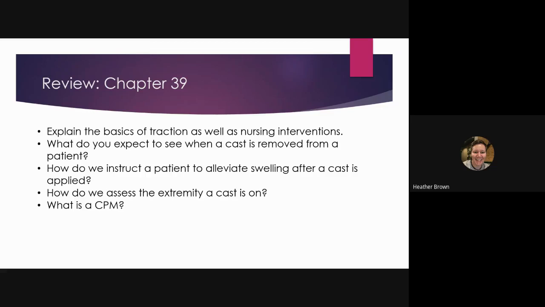All right, what do you expect to see when a cast is removed? What's that leg or arm going to look like when you take that cast off? Is it going to be shiny, brand new, like baby skin? Dry and scaly, atrophied, very good. So the skin underneath the cast is going to be dry. Is it going to be super clean, like oh, shiny? Is it going to be clean or very dirty?